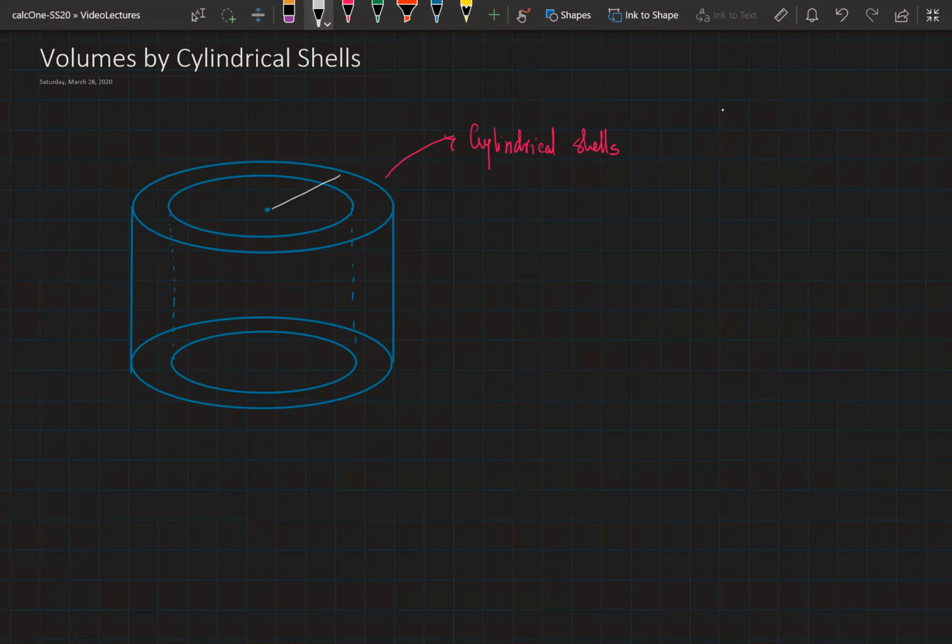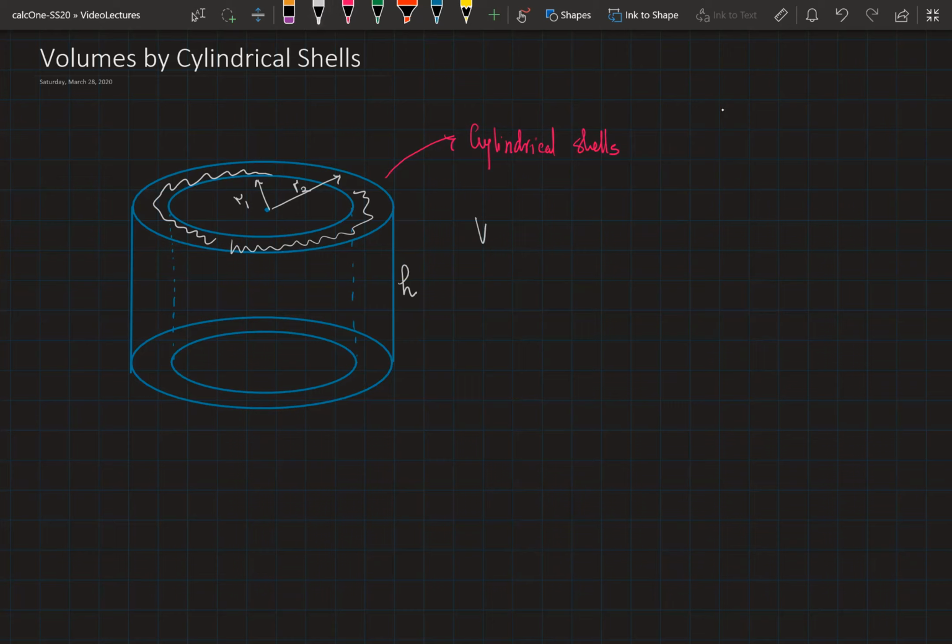So we are given the radius of the outer circle, let's say R2, and also the radius of the inner circle, R1. At the same time, we're given the height of the cylindrical shell. This is different from the cylinder because there is a hole in the middle of this object. We've got just the walls here, and the volume depends on the thickness of this wall. The idea is that we can find the volume of the outer cylinder, then the volume of the inner cylinder, and subtract the inner from the outer, which gives us the volume of the cylindrical shell.